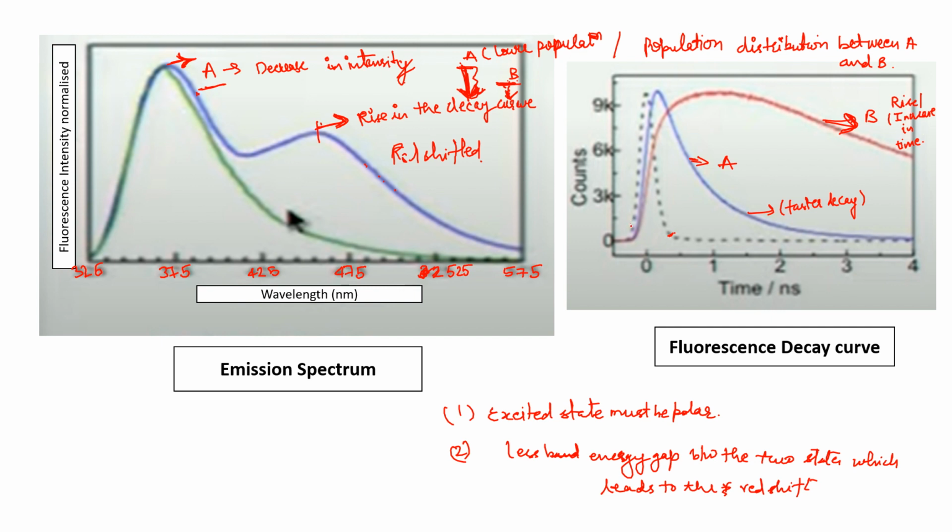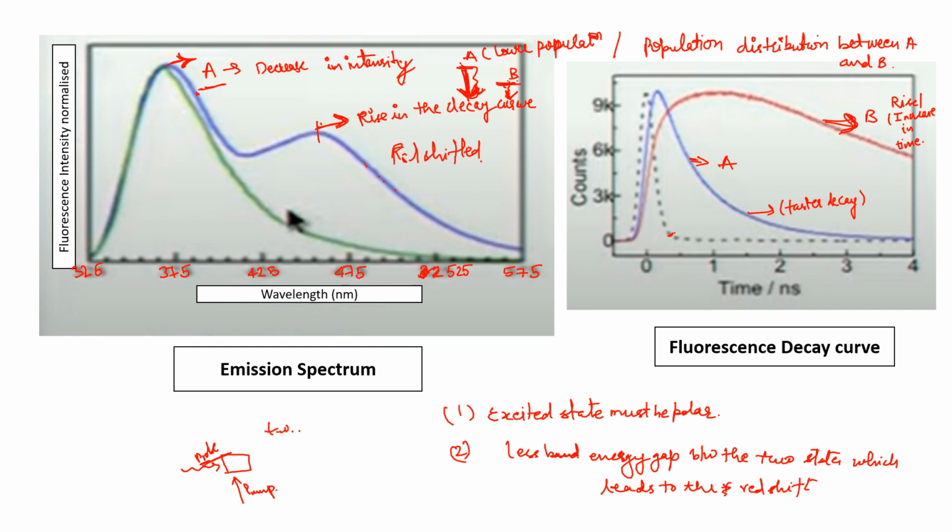Basically, this fluorescence decay curve is normally recorded using the pump-probe experiment. Say this is your system. First of all, you excite it with a pump light of a particular wavelength. Then, in order to study the fluorescence decay, you again illuminate it with a probe light.